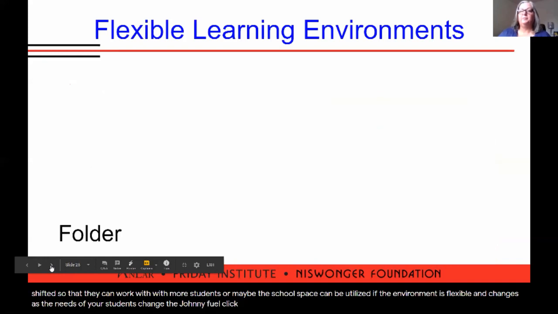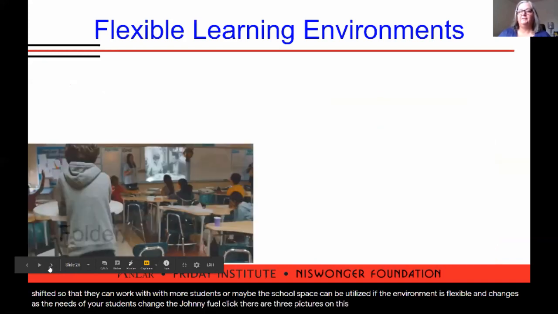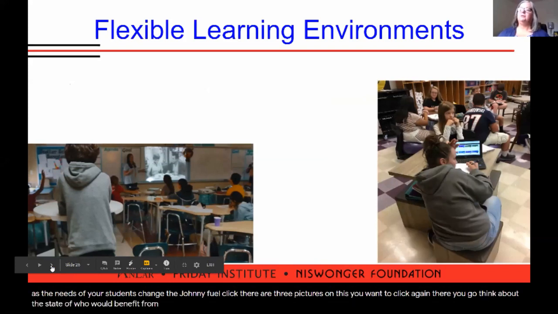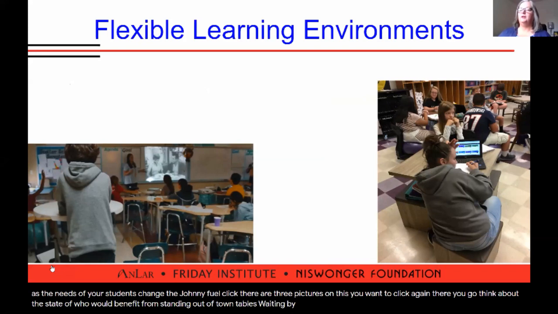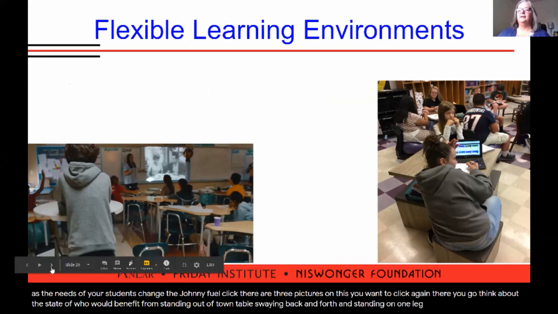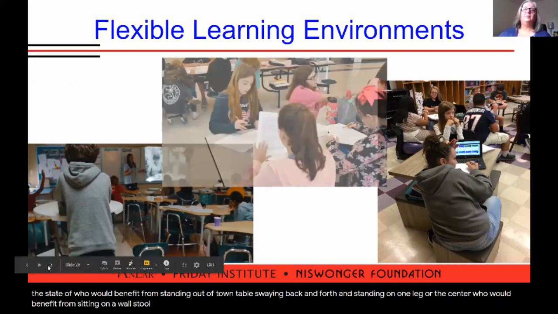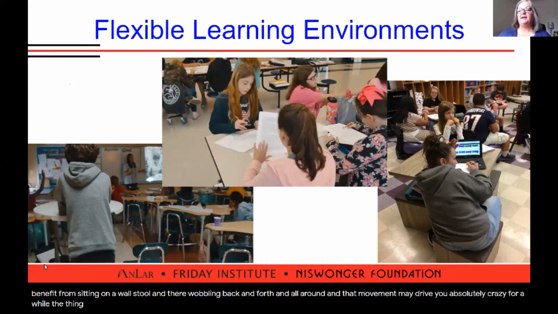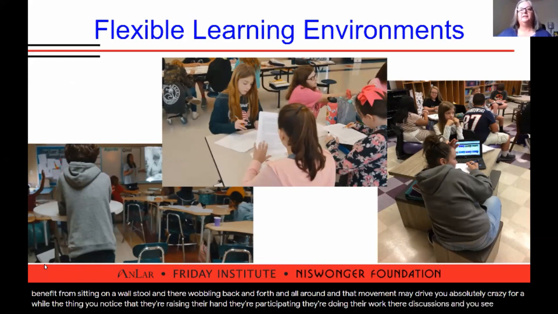So John, if you'll click, and there are 3 pictures on this, you'll have to click again. There you go. Think about the student who would benefit from standing at a tall table, swaying back and forth, and standing on one leg. Or the student who would benefit from sitting on a wobble stool, wobbling back and forth and all around. That movement may drive you absolutely crazy for a while, but then you notice that they're raising their hand, they're participating, they're doing their work, they're participating in discussions, and you see a different student there.